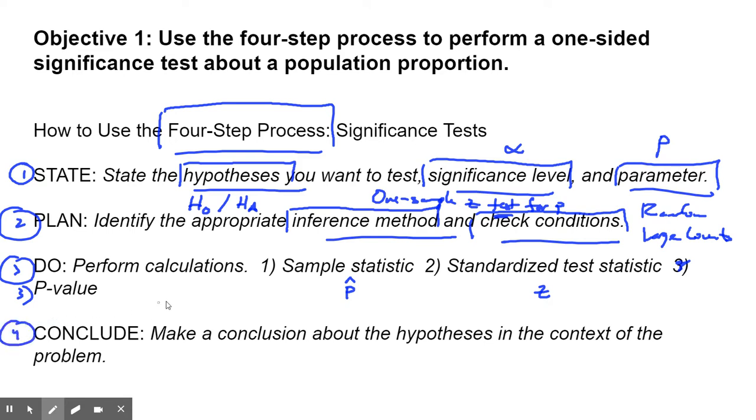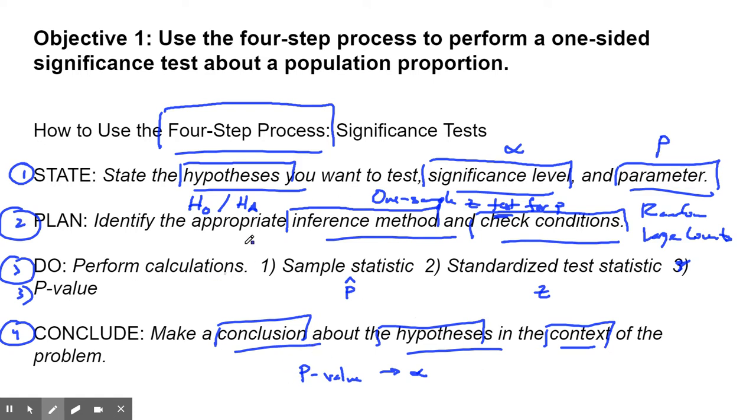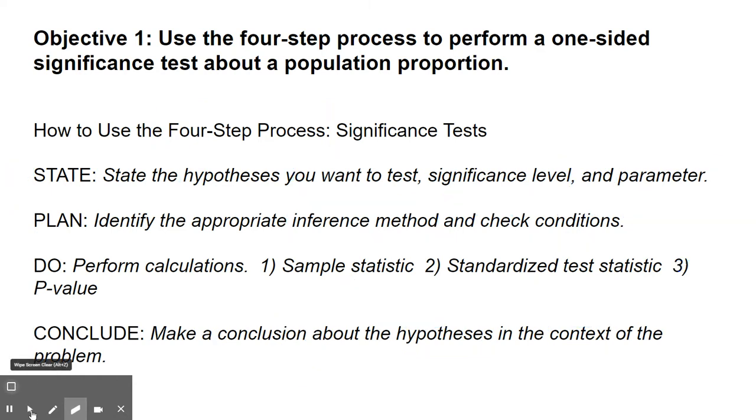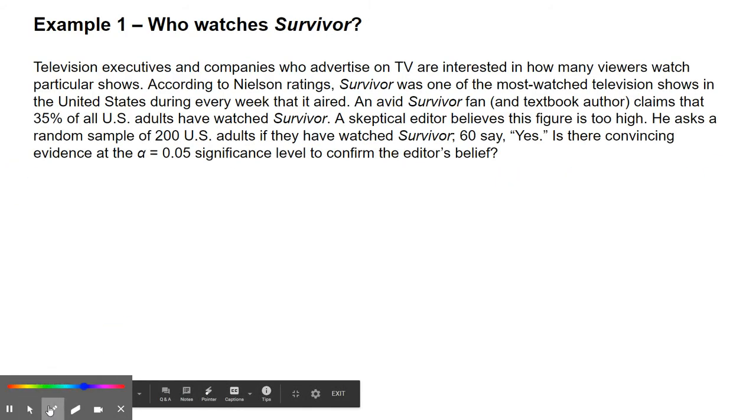And fourth, we're going to conclude. We're going to make a conclusion based on the hypotheses in context. And again, this is where you compare your p-value to the alpha value, right? And we either reject or fail to reject the null hypothesis. Fun times. Okay. All right. So let's take a look at our first problem.